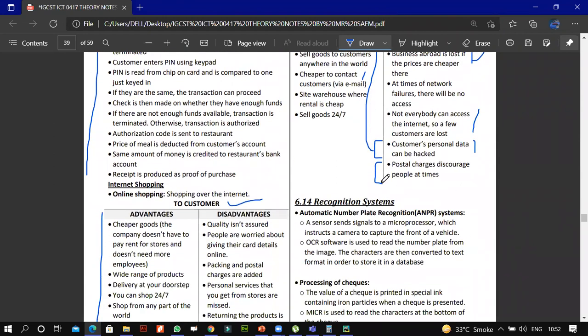Postal charges obviously discourage people at times. People don't want to pay. Why should I pay? But they don't understand that overall it's cheaper. You don't have to travel. But still people say, why do I pay extra? That's one of the reasons why.